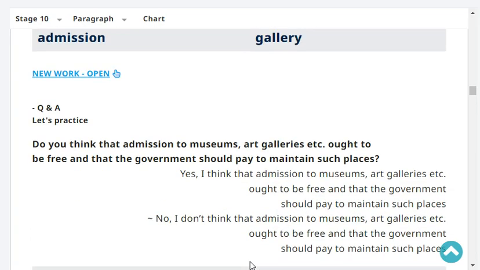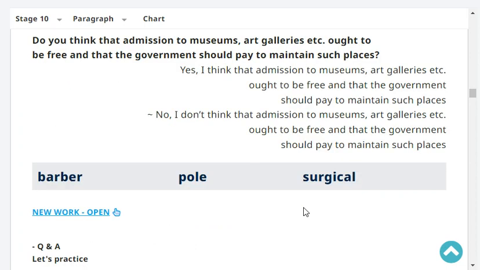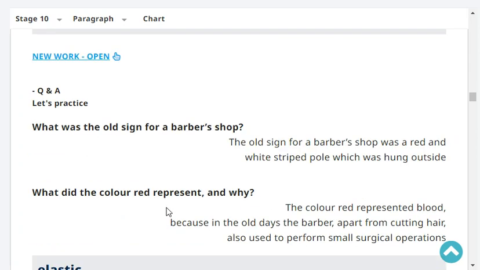Very good. Do you think that admission to museums, art galleries, etc. ought to be free and that the government should pay to maintain such places? Yes or no? Oh, yes. I think that admissions to museums, art galleries, etc., ought to be free, and that the government should pay to maintain such places. Very good.